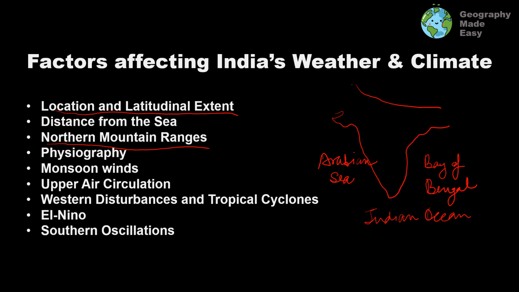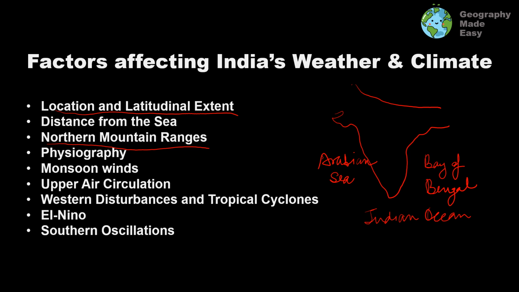Similarly, these mountain ranges also play an important role in effectively creating the monsoon mechanism. Thus, the Himalayan mountain ranges as well as the other mountain ranges in the north play a very important role in determining the climate of India.